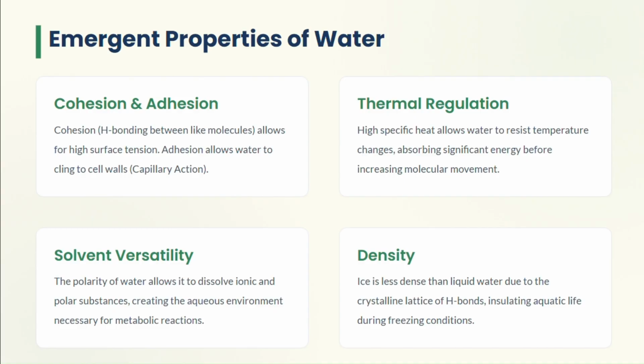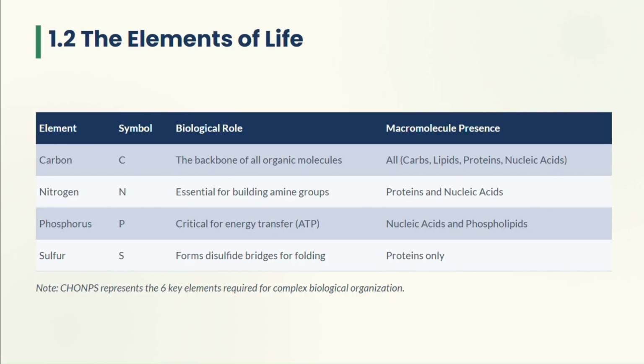The third is solvent versatility. The polarity of water allows it to dissolve ionic and polar substances, creating the aqueous environment for metabolic reactions. Additionally, water cannot dissolve non-polar substances. The final emergent property of water is density. Ice is less dense than liquid water due to the crystalline lattice of hydrogen bonds, insulating aquatic life during freezing conditions. This is why ice floats on top of any water body.